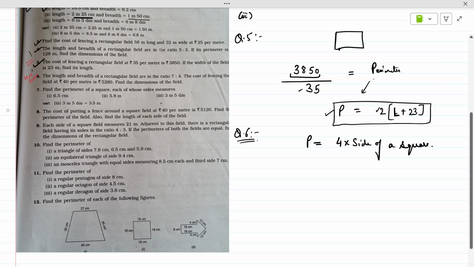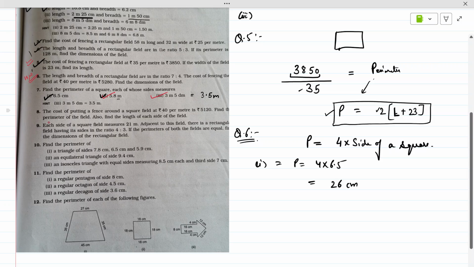This is the formula. Now what we have to do in the first one, 6.5 centimeters. So perimeter will be 4 multiplied by 6.5 and this will be nearly 26 centimeters. Okay, and next one is 5.8 meters. You can find this in meters. Third one is 3 meter 5 dm. So this will be equivalent to 3.5 meters. And now you can do the simple calculation, multiply by 4 and get the answer. Okay, so the first one is done, and second and third I'm marking as homework, this one and this one.